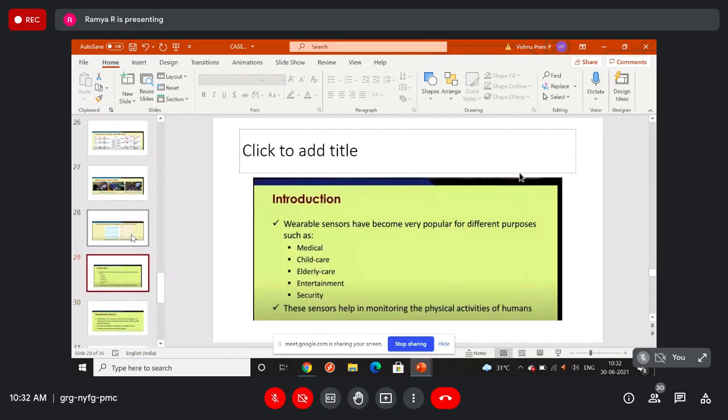So next we are talking about the introduction to activity monitoring. We are going to talk now about the activity monitoring case study. This is another case study. So we will talk about that.